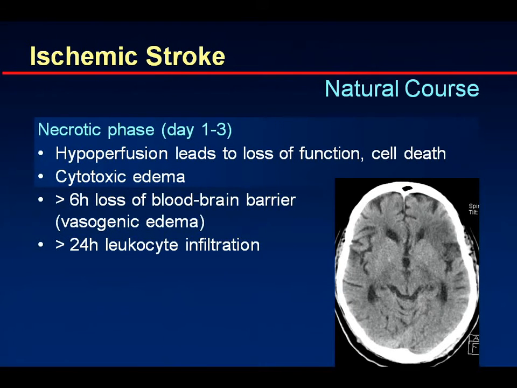Here's an example that shows you a non-contrast CT of an acute stroke. As you've probably all seen, here is the classic situation. You see this area here in which there is a loss of white-gray differentiation that indicates ischemic tissue in this area.